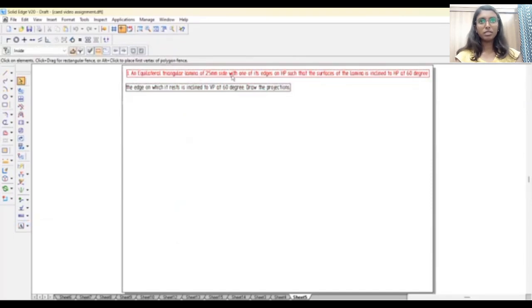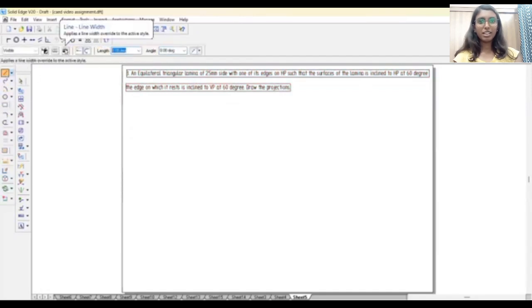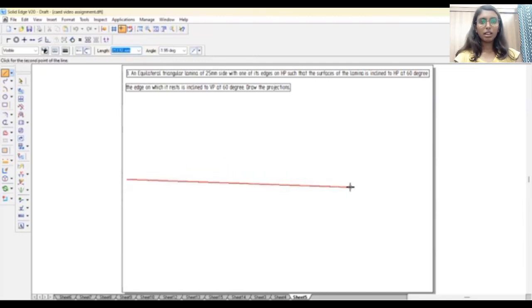Go to next question. A line of 70 mm is inclined to HP at 30 degrees and to VP at 45 degrees, and its end is 15 mm above HP and VP. Draw the projections. Go to line option. Select the thickness of 0.35 mm. Click on a point and drag it to the other point. Make a straight line.